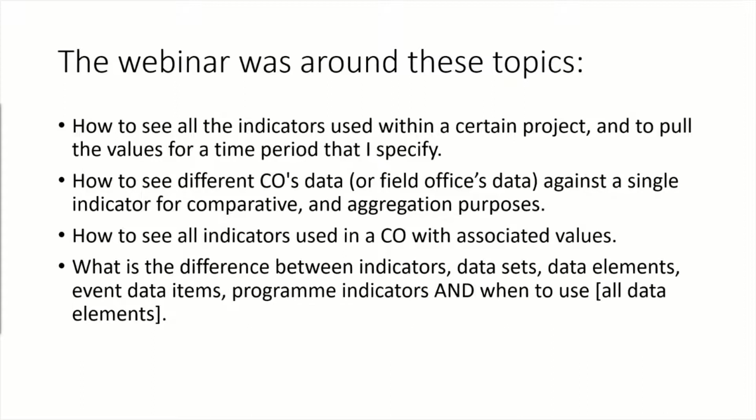How to see different country office data or field office data if you're in the field against a single indicator for comparative and aggregation purpose. How to see all indicators used in a country office with associated values, and what is the difference between indicators, data sets, data elements, event data items, program indicators, and when to use all data elements.